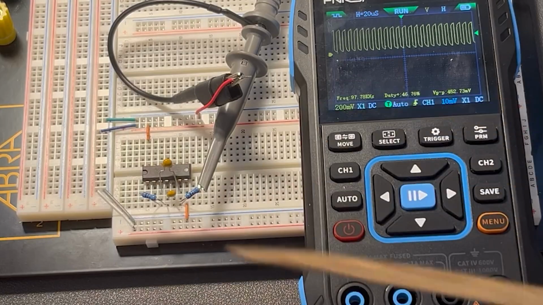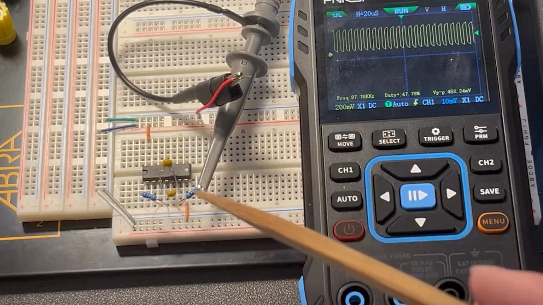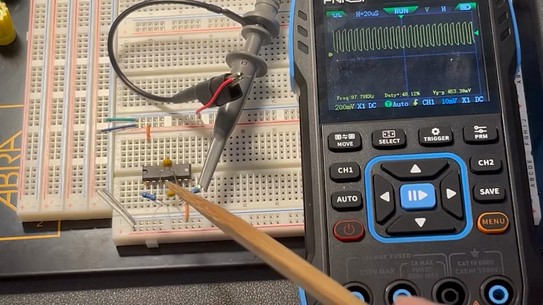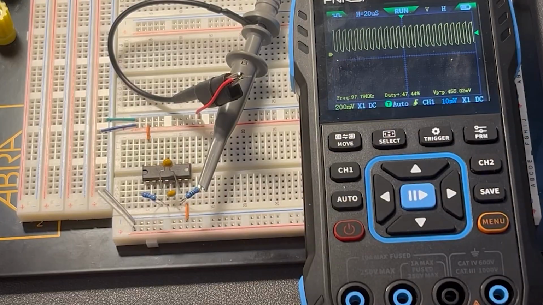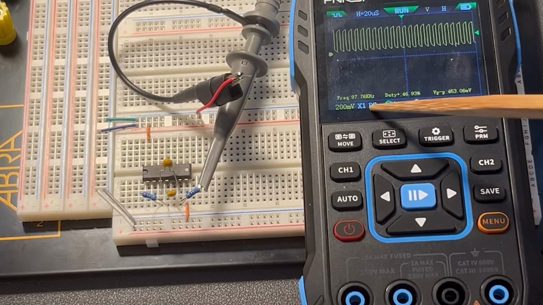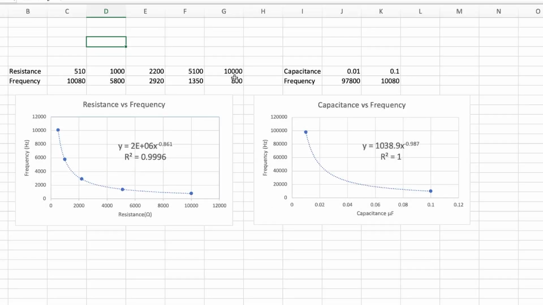I also tried to test a few capacitor values with the 510 ohm resistor. So here's the 103 capacitor, which is 0.01 microfarads, and it's giving about 97.8 kilohertz. So here is the data that I gathered. For the 5 resistance values, I plotted them using an exponential graph, and the R-squared came out really high, so this is probably what it is about.